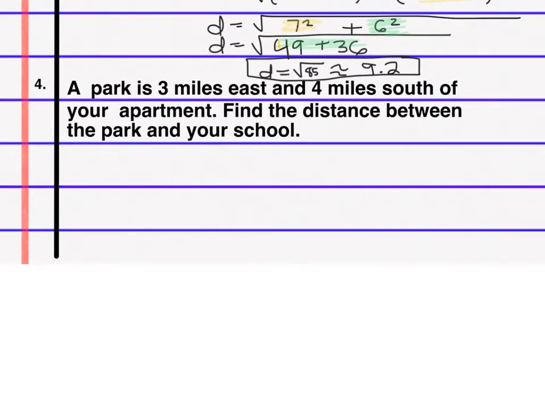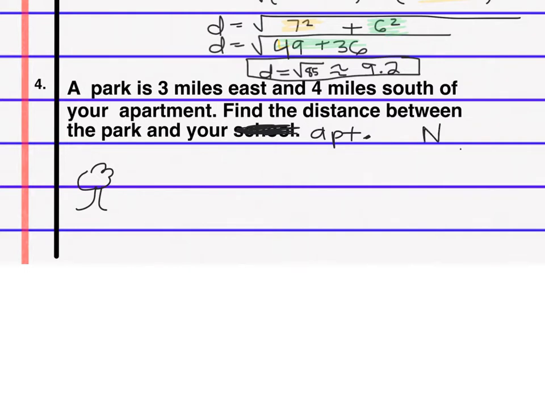All right, example 4. Also distance, it's just a word problem. A park is 3 miles east and 4 miles south of your apartment. Find the distance between the park and, this actually should say your apartment. Sorry about that. Let's draw a picture for this. All right, so we'll do a park. I'm just going to draw a tree for the park. Okay, is 3 miles east.